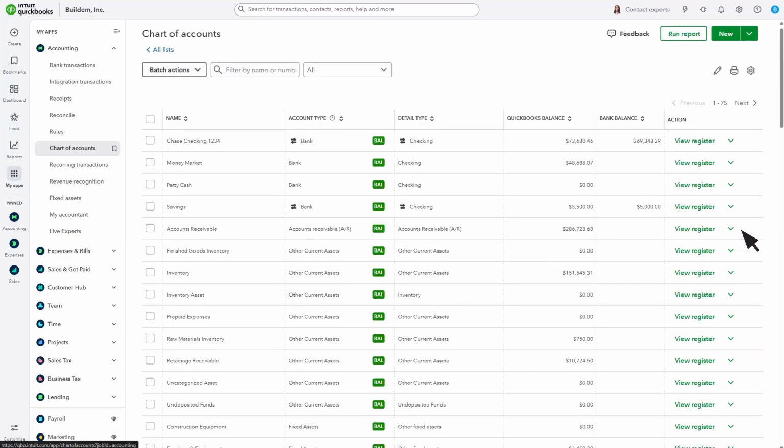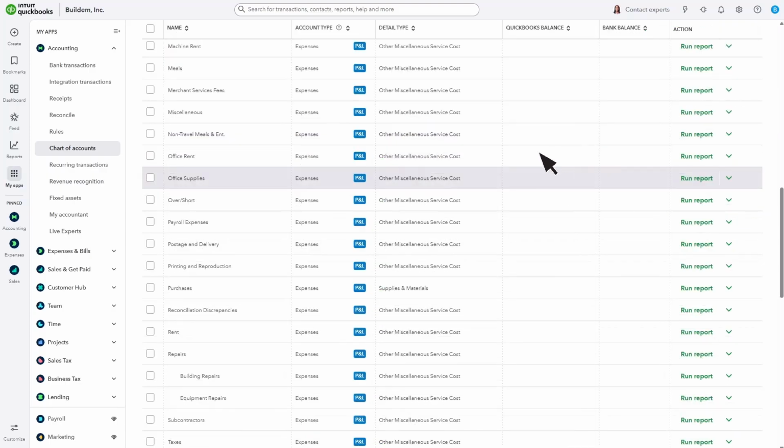Back on the chart of accounts, the balance for the bank account decreases by what you spent on the staplers. But down in the office supplies expense account, you don't see a balance like you do with the accounts at the top. Let's look closer at the types of accounts to see why.